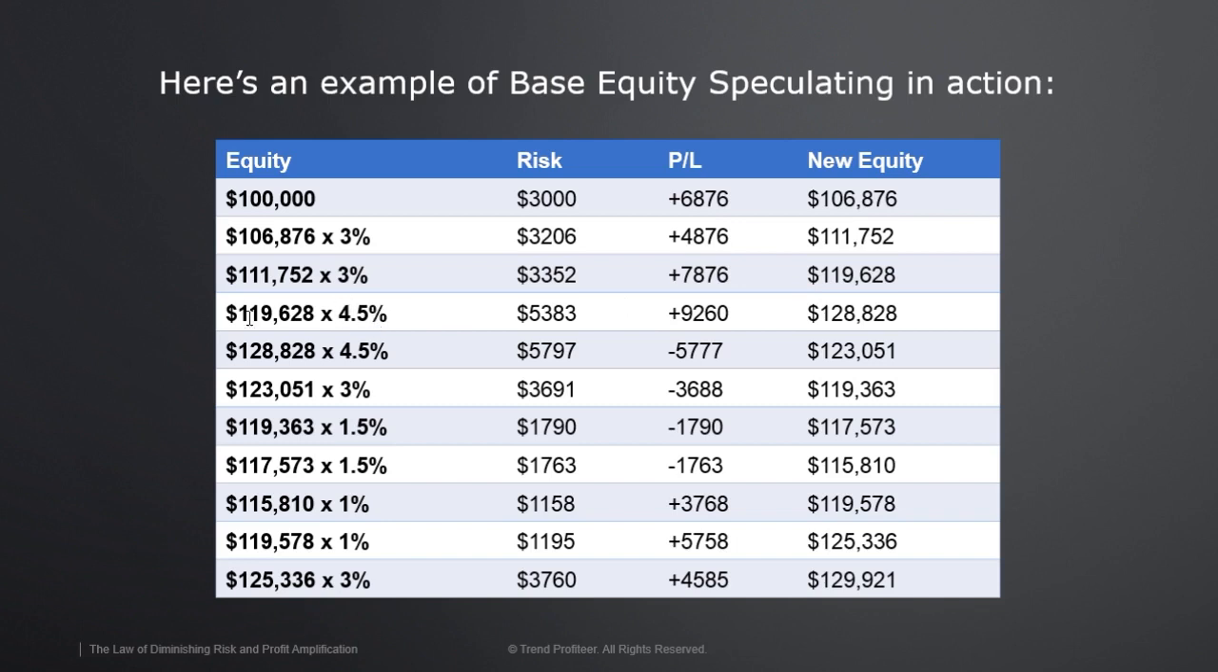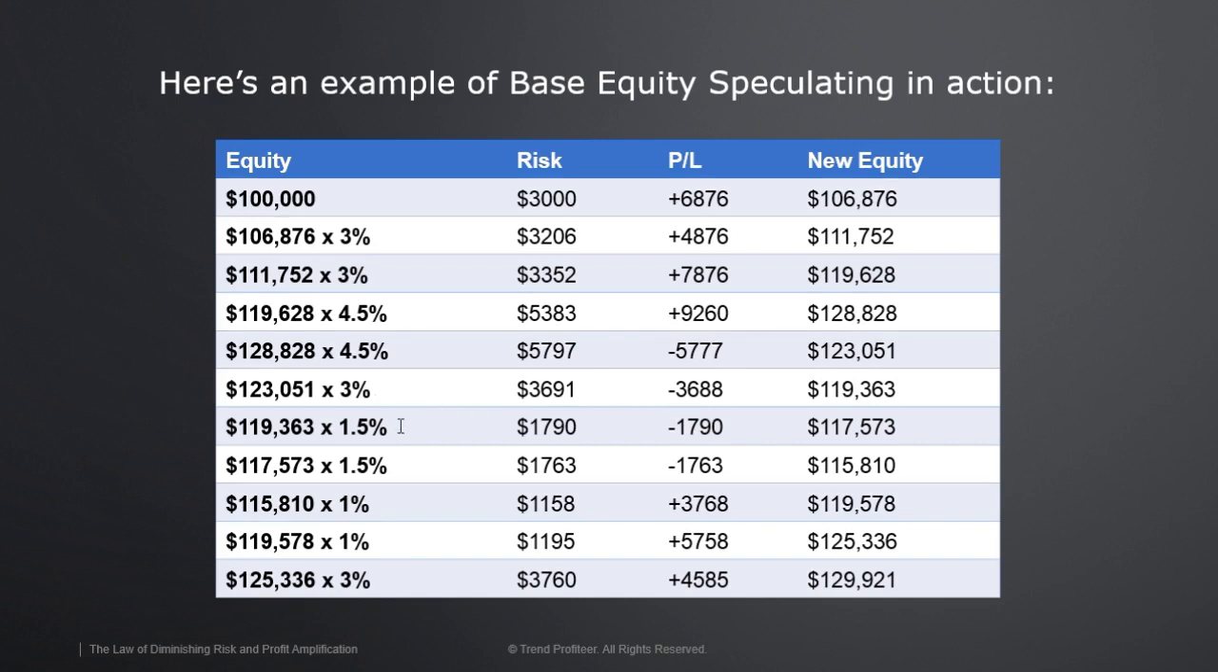You increase your risk exposure to 4.5% of your account, and that's 4.5% of the current account, which would be 119,628. He happened to succeed on that. 4.5% of the new balance, 128. Let's say that you lost that one, you're down to 123, and the amount that you are risking is dropped down now from 4.5% to 3%.